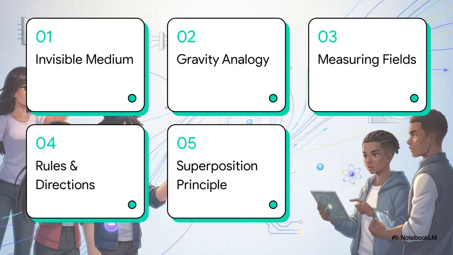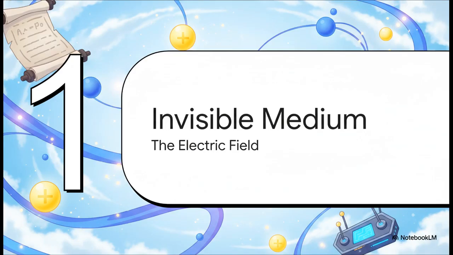So here is our flight plan for today. We're breaking this down into 5 easy pieces. The invisible electric medium, the gravity analogy, measuring the electric field, field rules and directions, and finally, the superposition principle. Let's get into it. Starting off with section 1, the invisible electric medium.